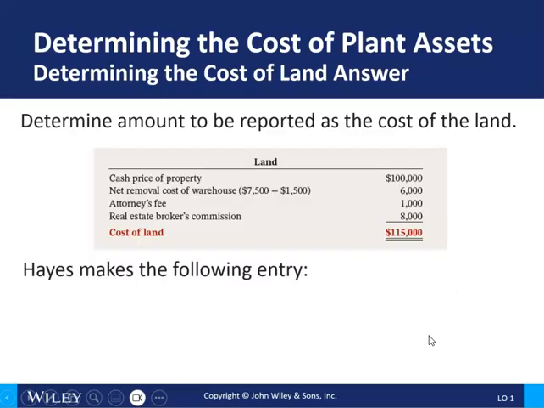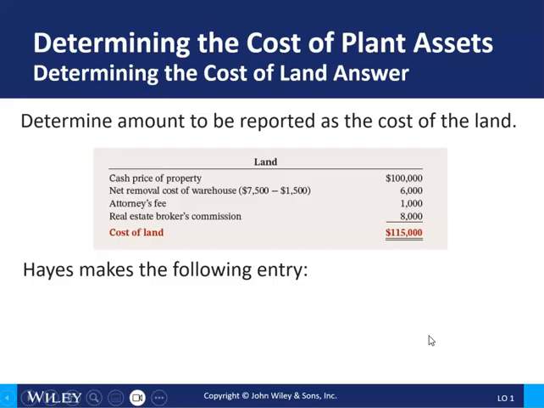So we have the purchase price. We're going to add the net removal of the warehouse because we're not using that, so we need to get the land ready for its intended use. The attorney's fee and the real estate broker's commissions all get included. So $115,000 is the cost of the land.